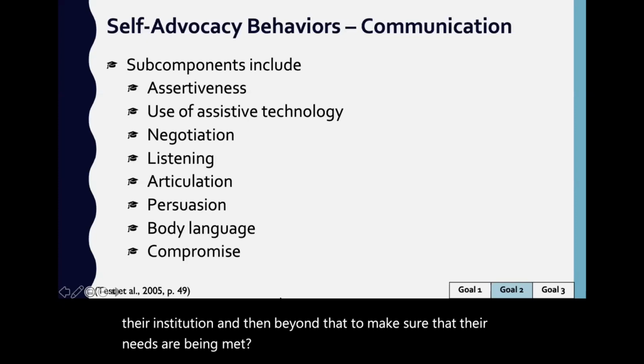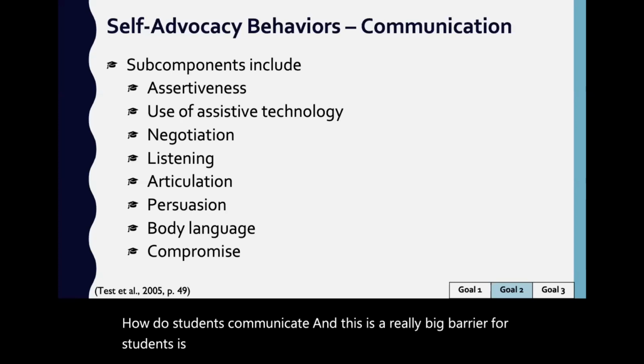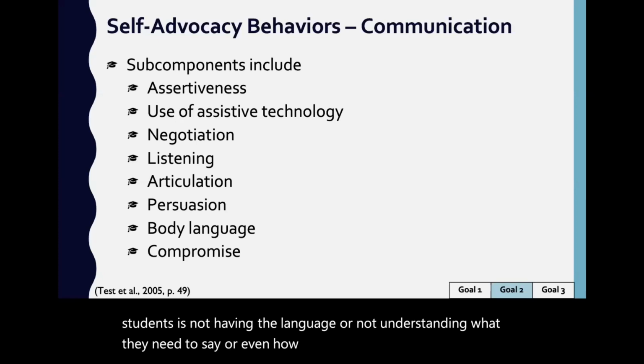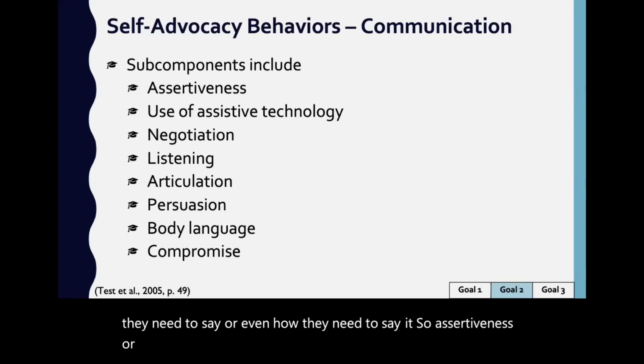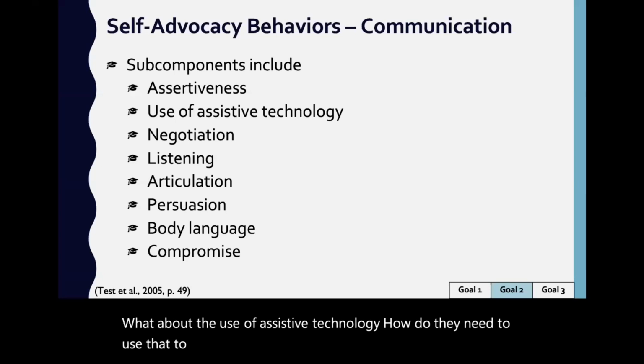Next is communication. How do students communicate? And this is a really big barrier for students, not having the language or not understanding what they need to say or even how they need to say it. So assertiveness: are they being assertive or are they being aggressive? What about the use of assistive technology? How do they need to use that to communicate their knowledge or their understanding?